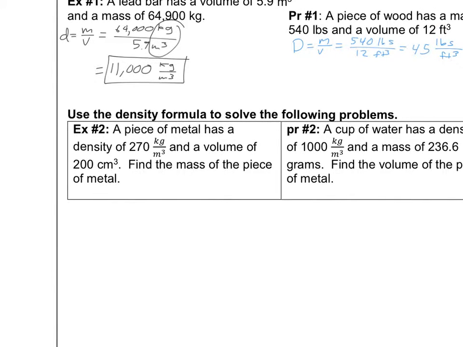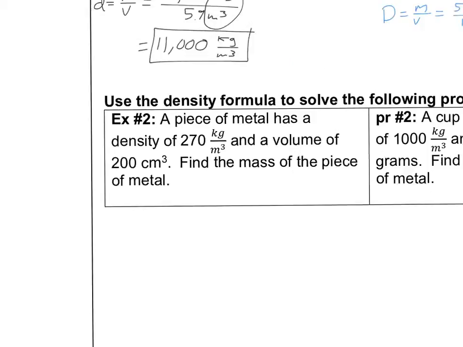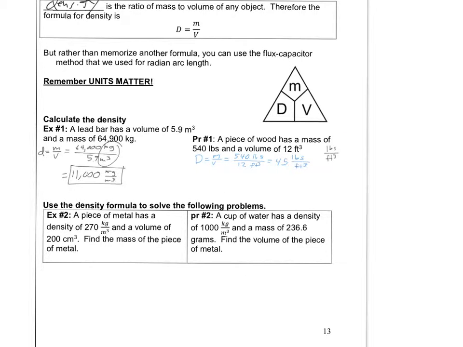This one says, use the density formula to solve the following problem. So let's look at example 2 first. And the density formula, that's just this thing up here and here, right? That's all that really is. And we're going to use this one. So let's read it. It says a piece of metal has a density of 270 kilograms. So we know the density. And a volume of 200 cubic centimeters.